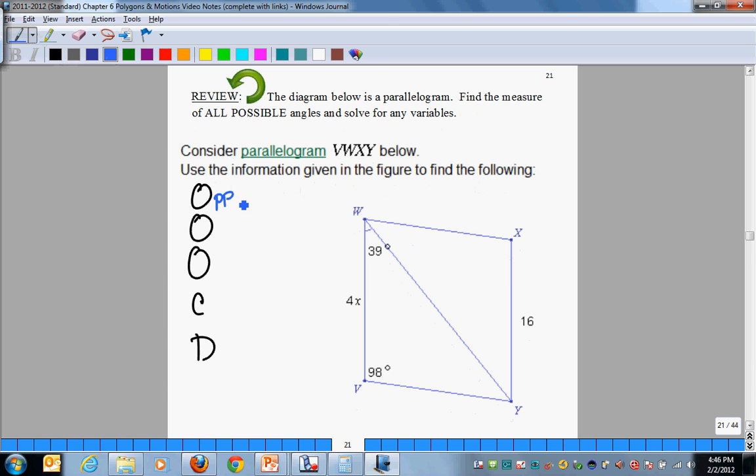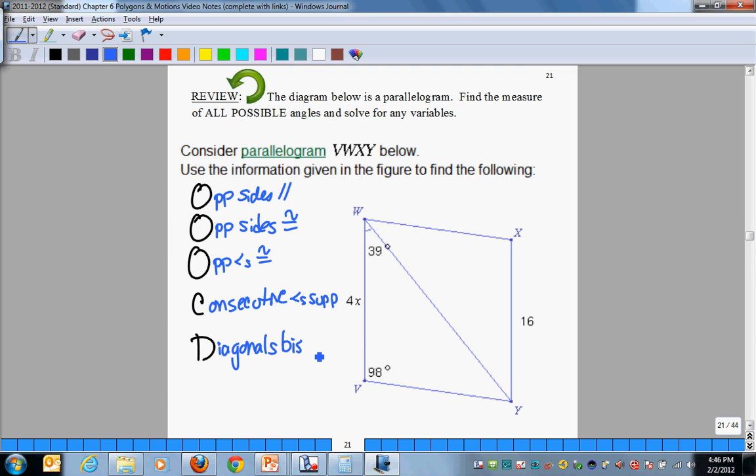You have opposite sides, which are parallel. We also have opposite sides congruent. Opposite angles, which are congruent. Consecutive angles, which are supplementary, and diagonals, which bisect each other. Knowing those 5 items, we're going to see what we can find.